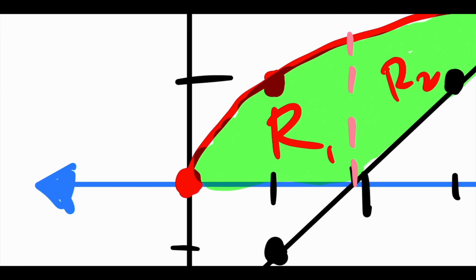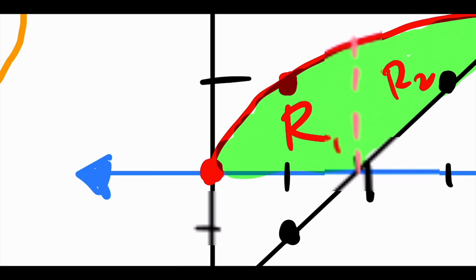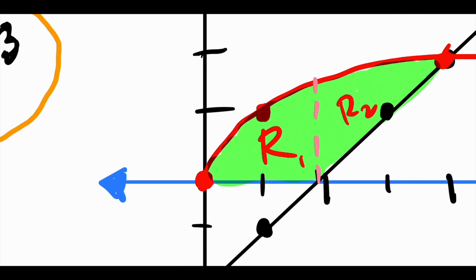R2: red is the top, so that's the square root of x, minus, now black is the bottom, which is x minus 2, dx.